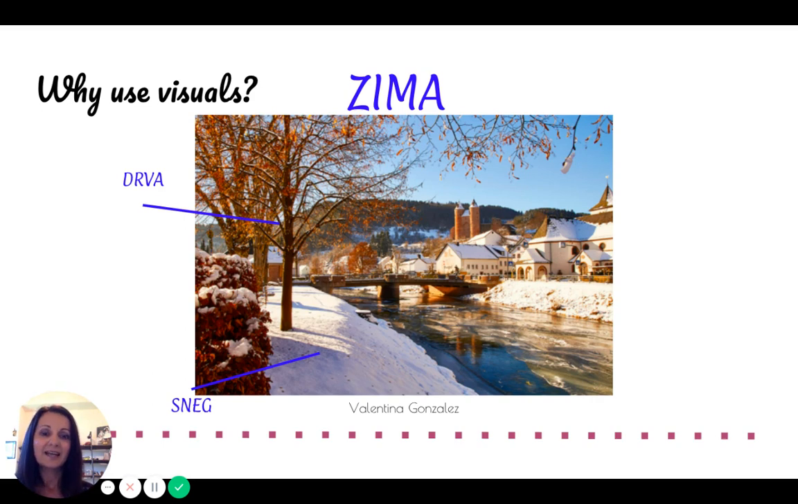All right, you can see how powerful visuals are. What we know is that our brain processes visuals very differently than we process written and oral language. So visuals are more richly imprinted in our brain, and that is why I love the picture word inductive model.